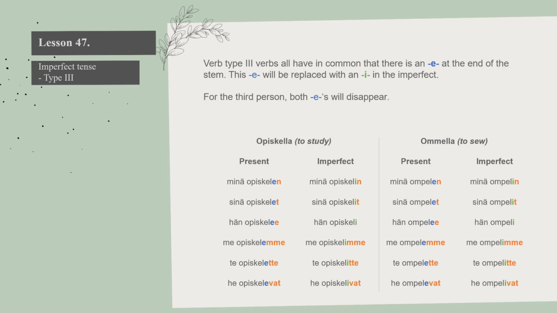Minä ompelen. Minä ompelin. Sinä ompelet. Sinä ompelit. Hän ompelee. Hän ompeli. Me ompelemme. Me ompelimme. Te ompelette. Te ompelitte. He ompelevat. He ompelivat.